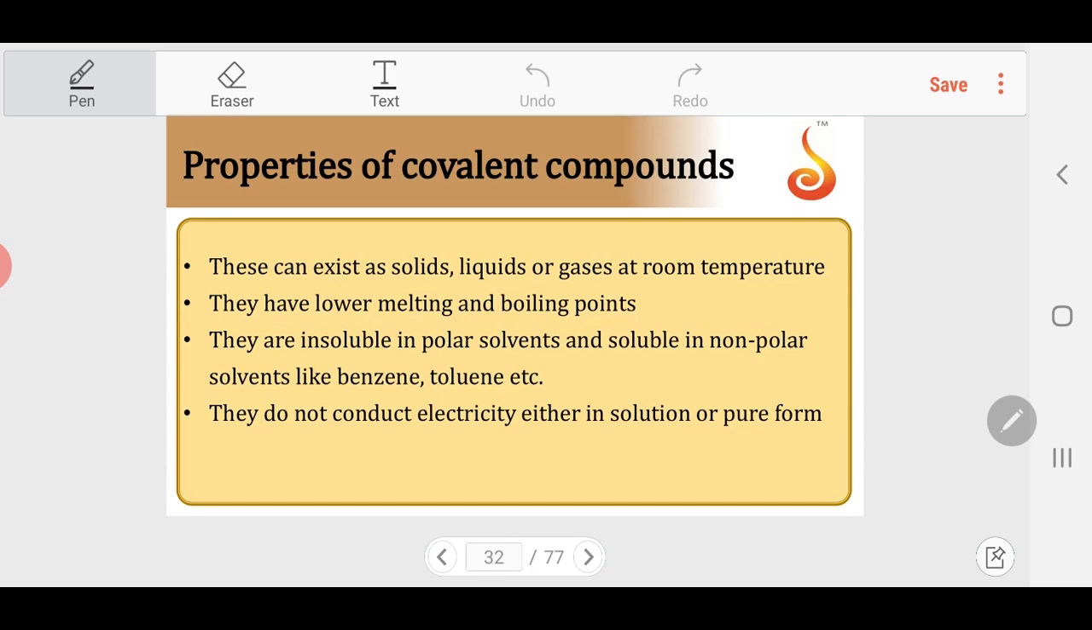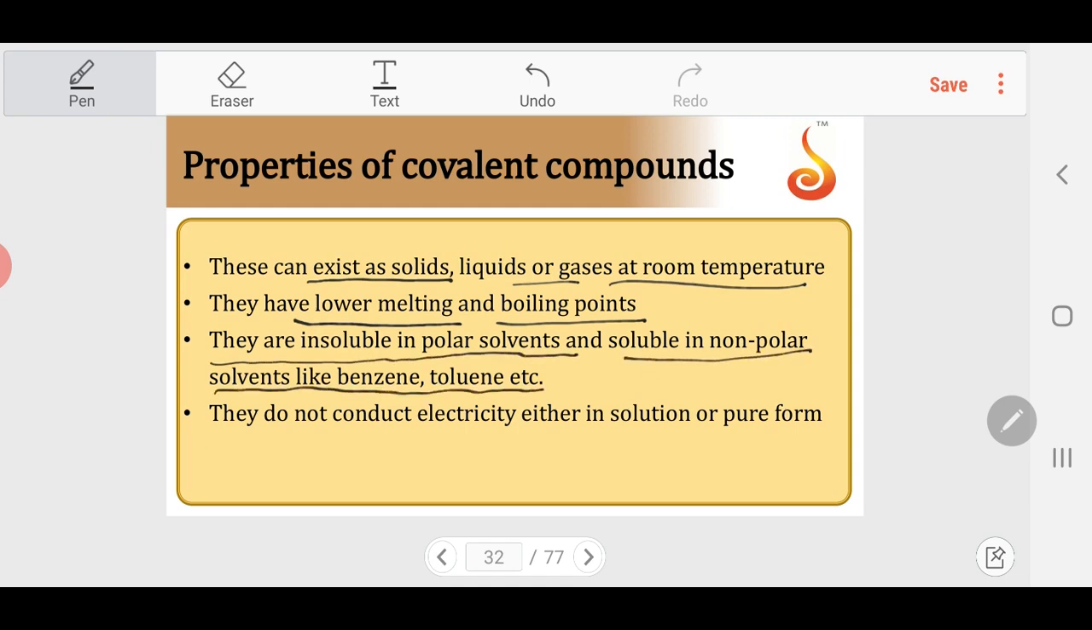What are the properties of covalent compounds? Unlike ionic compounds, they exist as solids, liquids and also gases at room temperature. And comparatively, they have much lower boiling and melting points. Since they exist as molecules, they are not ionizing, so they are insoluble in polar solvents but soluble in non-polar solvents like benzene, toluene, etc. But note that some covalent compounds are also soluble in water. In that case, the reason is mainly hydrogen bonding. Unlike ionic compounds, they are bad conductors of electricity either in solution or in their pure form. They won't conduct electricity.